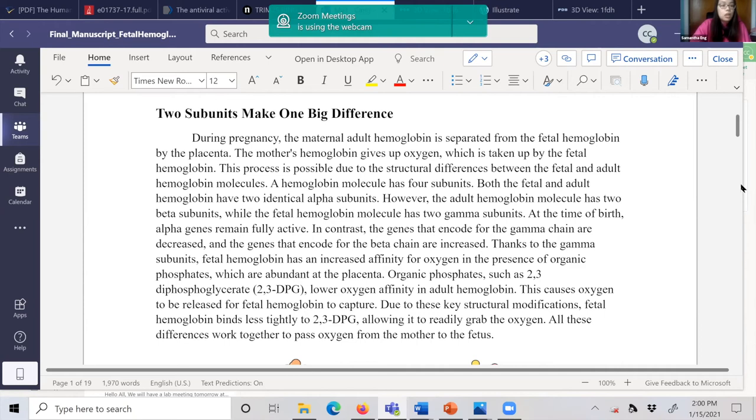Thanks to the gamma subunits, fetal hemoglobin has an increased affinity for oxygen in the presence of organic phosphates, which are abundant at the placenta. Organic phosphates such as 2,3-diphosphoglycerate or 2,3-DPG lower oxygen affinity in adult hemoglobin. This causes oxygen to be released for fetal hemoglobin to capture. Due to these key structural modifications, fetal hemoglobin binds less tightly to 2,3-DPG, allowing it to readily grab the oxygen. All these differences work together to pass oxygen from the mother to the fetus.